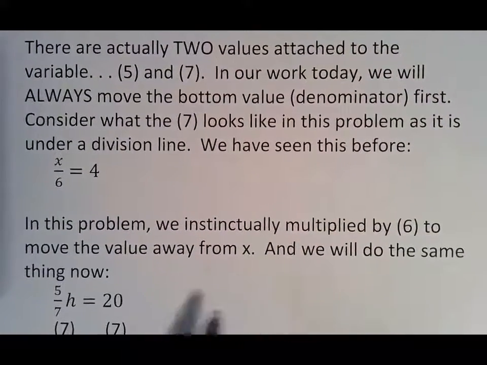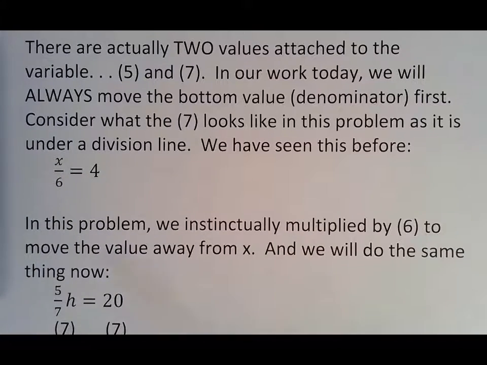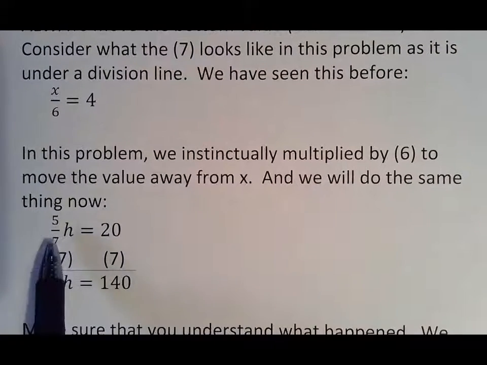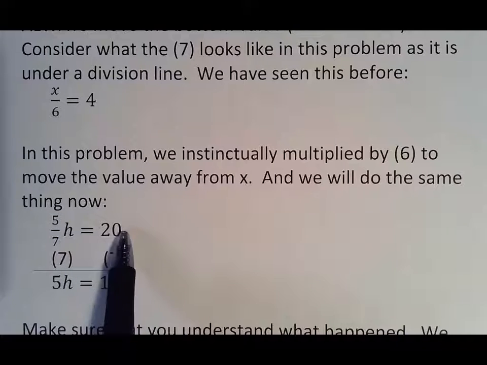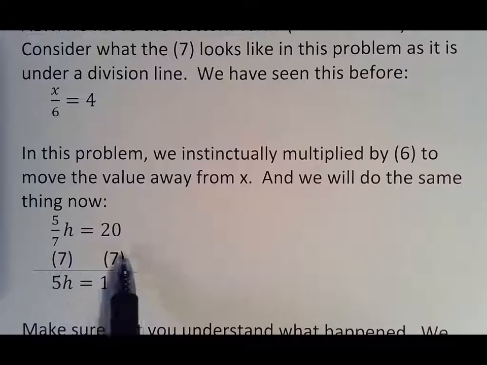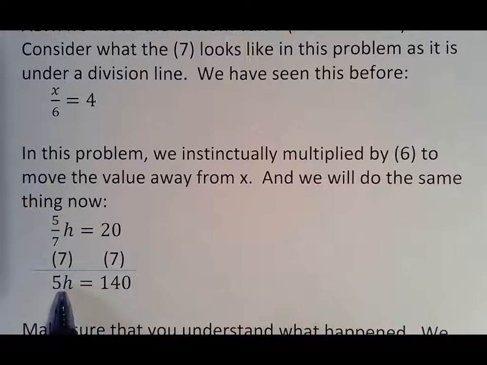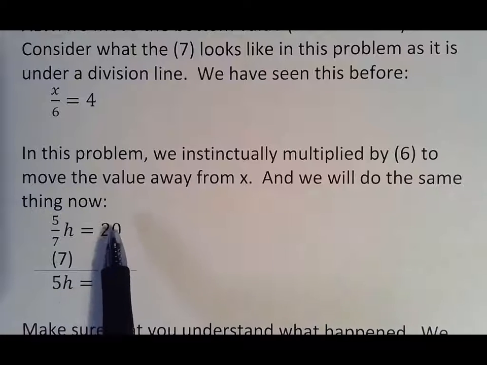So in this problem, we instinctually knew to multiply by 6 because it means divide by 6. And we'll do the same thing with this 7. So when you see 5/7 h equals 20, and we know we want to move the 7, you have to practice that part. Because it's divided by 7, we'll multiply both sides by 7. The 7's, of course, will cancel. 5 and h will get pushed together. That just has to be off of muscle memory. And then 20 times 7 becoming 140 is what's left.